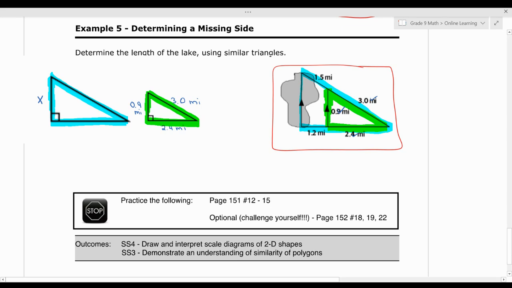Now this length, I've got to do a bit of math. So it's 1.2 plus the 2.4, so that should be 3.6. If I add these two together, 1.2 and 2.4. And then same idea, this long length here from my picture, that's like the 1.5 plus the 3.0. So that'll have a length of 4.5 miles.